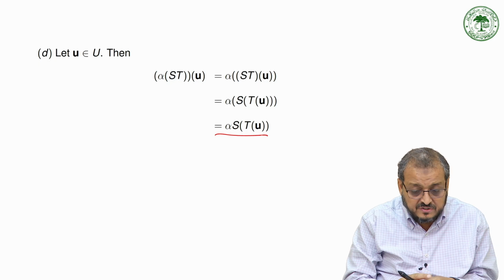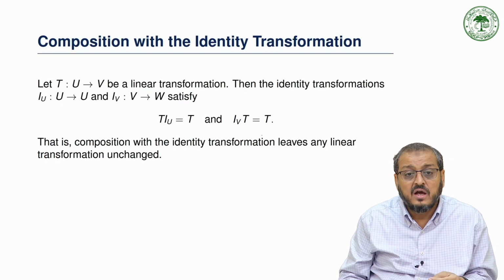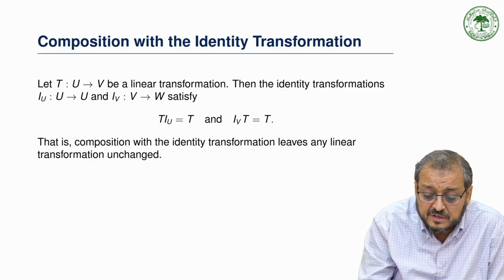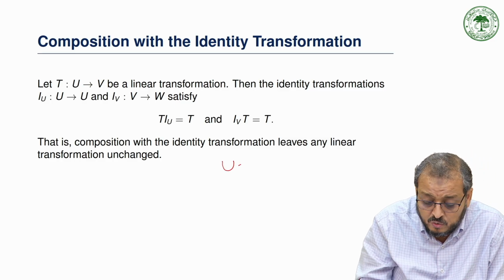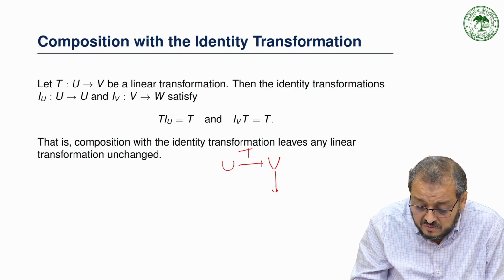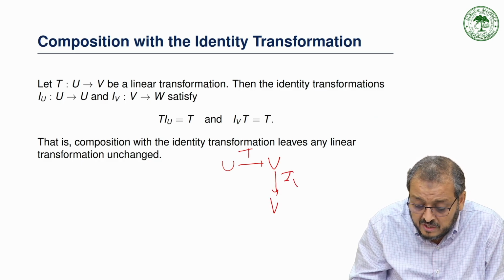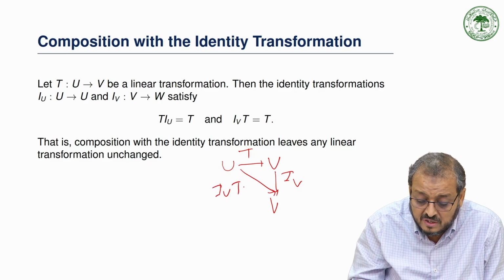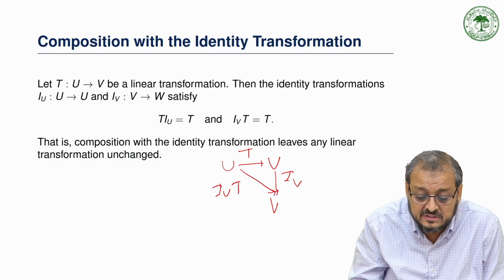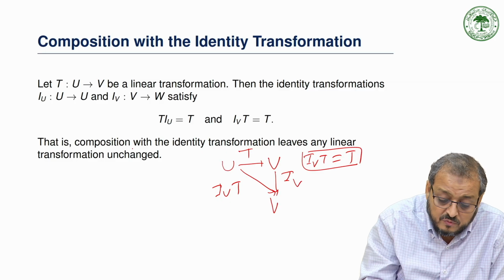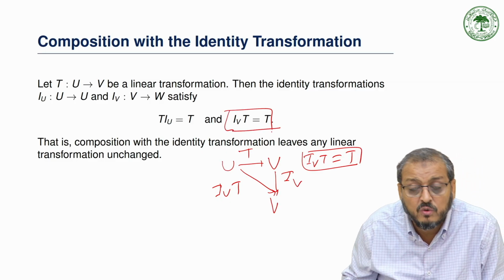Okay, now we take one more result. If T from U to V is a linear transformation, then with the identity of V, a map from V to V, the composition of the identity of V with T is a map from U to V, and this is nothing but equal to T. So the identity of V composed with T is the same as T.